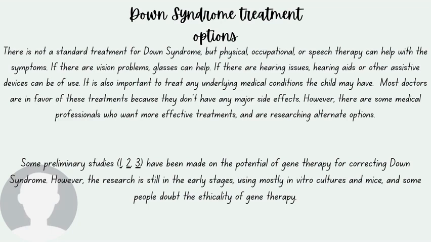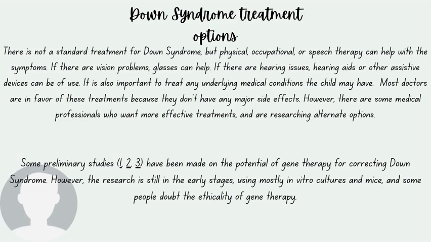So what are some treatment options for Down syndrome? There is not a standard treatment for Down syndrome, but physical, occupational, or speech therapy can help with the symptoms. If there are vision problems, glasses can help. If there are hearing issues, hearing aids or other assistive devices can be of use.